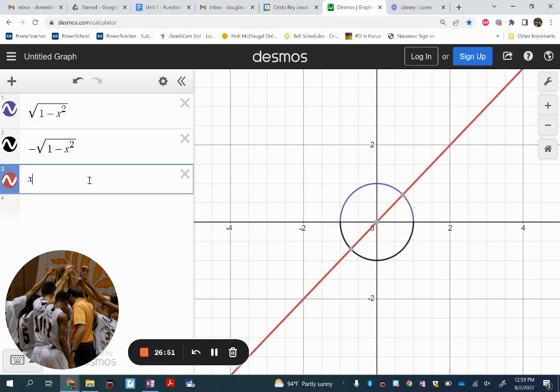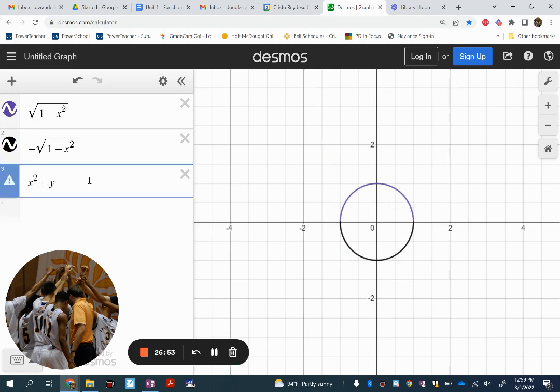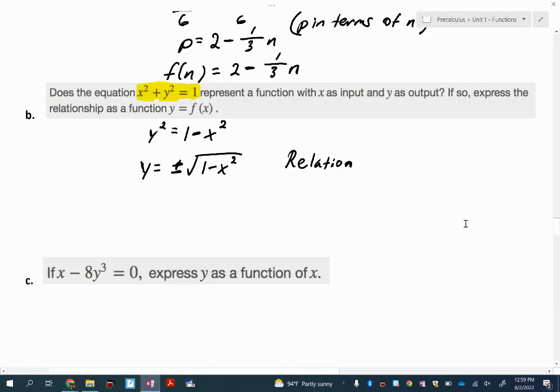So I told you x squared plus y squared equals 1 is that circle. You can see the red is just over that purple and black. So I take it away, it's there, and back and forth. You get the idea that even from the get-go, I would have known that this is not a function because it is a circle. Let's try letter C.